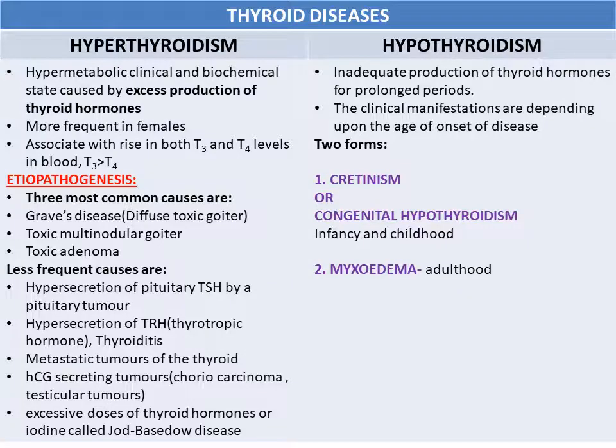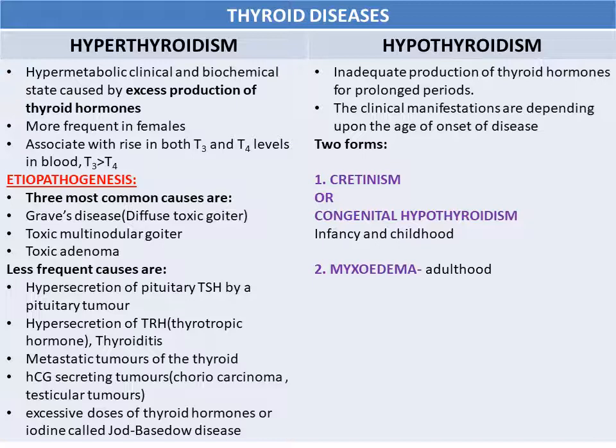The first one, hyperthyroidism and hypothyroidism. Hyperthyroidism is a hypermetabolic clinical and biochemical state caused by excessive production of thyroid hormones, more frequent in females, associated with a rise in both T3 and T4 levels in blood. T3 is more than T4.